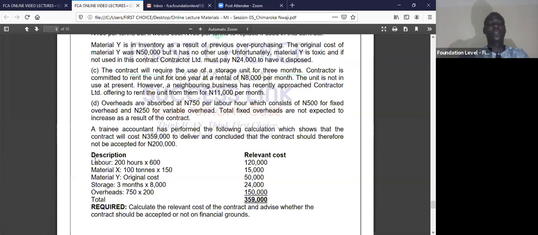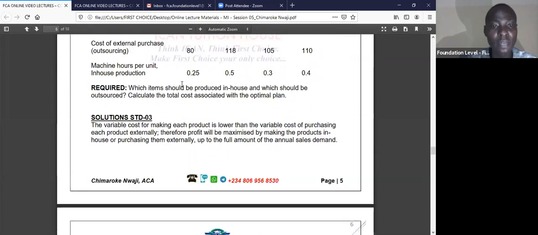Now look at labor. Look at what she calculated for labor. She said labor, the relevant cost would be 120. But is that true? Look at how she got 120. She said, okay, let me bring this one down so I'll be looking at it and be seeing.